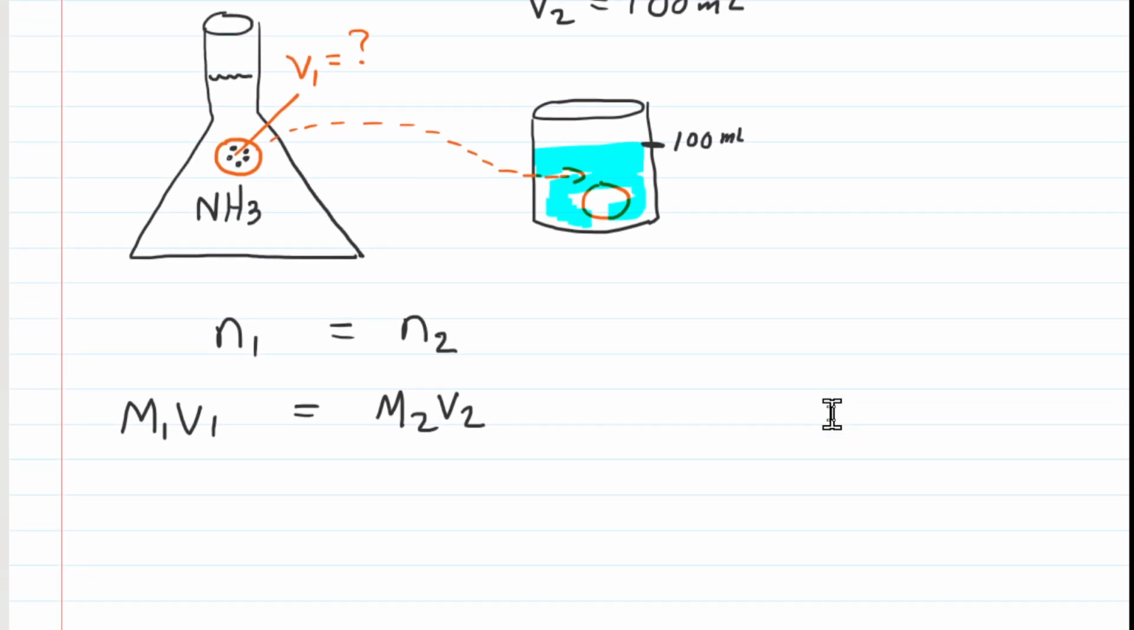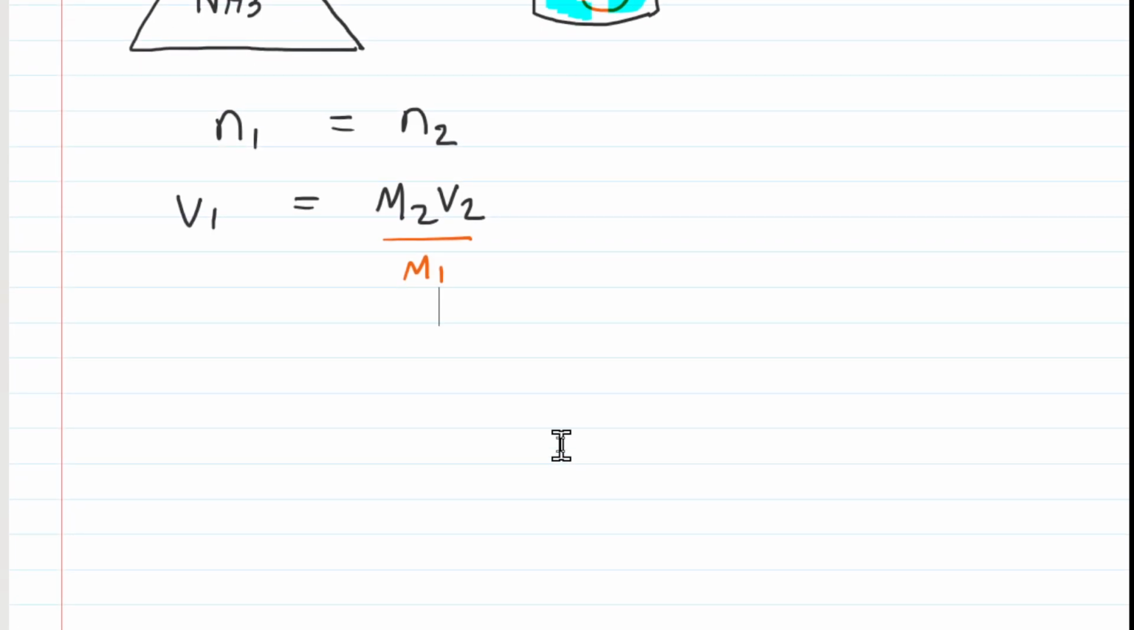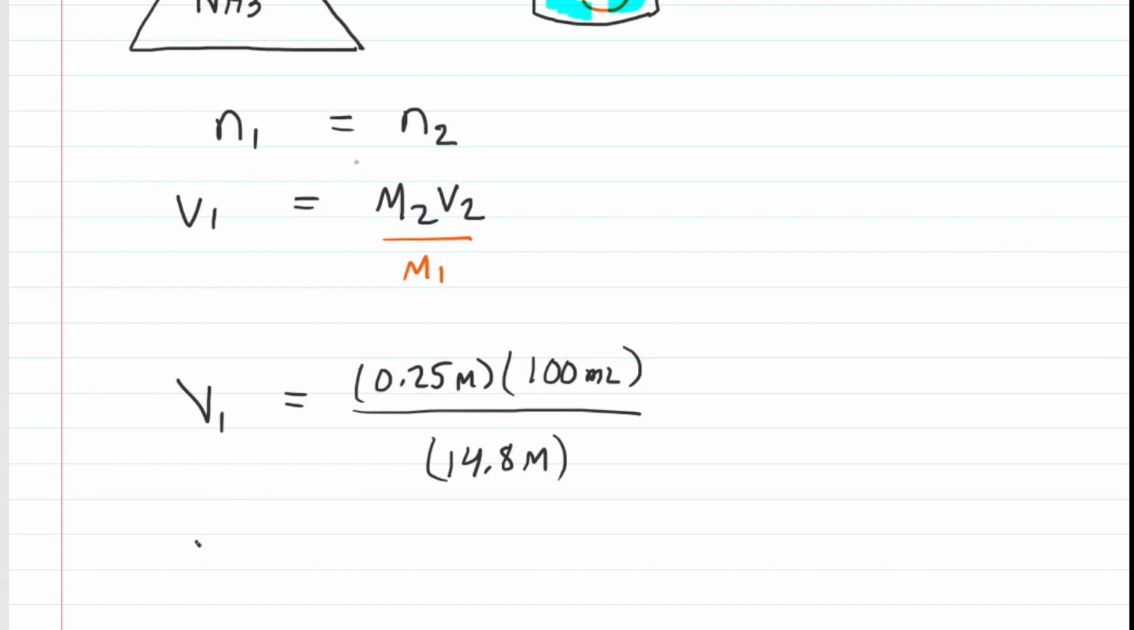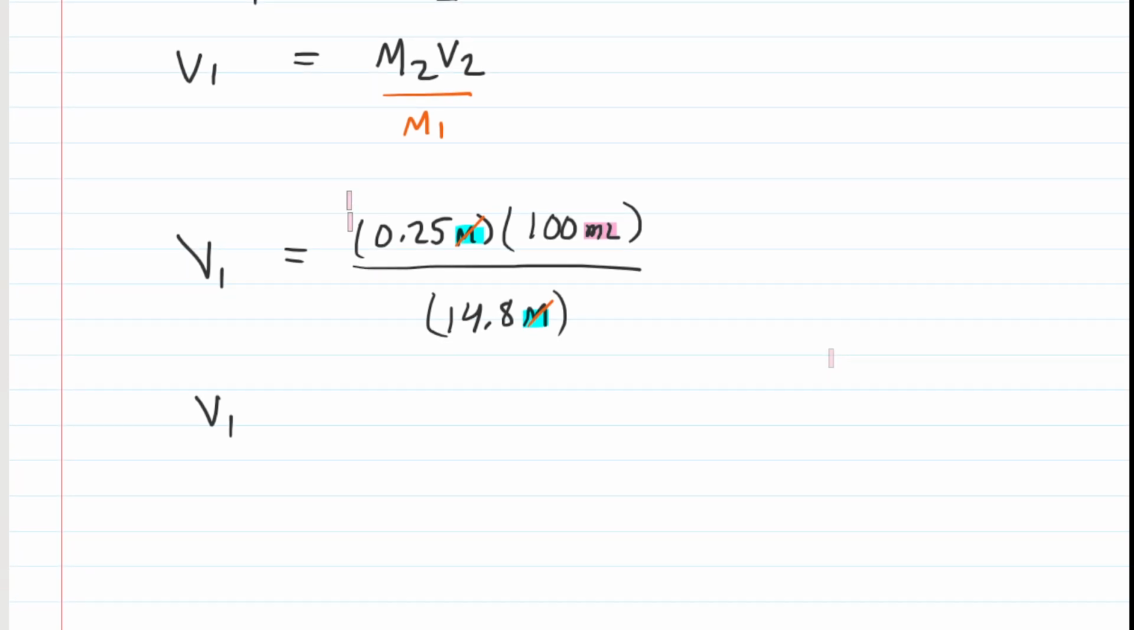Now we're looking for V1, so we're going to solve the equation for V1 by dividing both sides of the equation by molarity 1. This will cancel the molarities on the left side, and that gives us our final arrangement. We can actually go ahead and plug in the numbers at this point. So there are the numbers plugged in. You can see dimensionally that molar will cancel out because you have molar divided by molar, which is just 1, and then you're left with the target unit of mils. When you compute this, you will see that V1 is around 1.69, and that again is in milliliters.